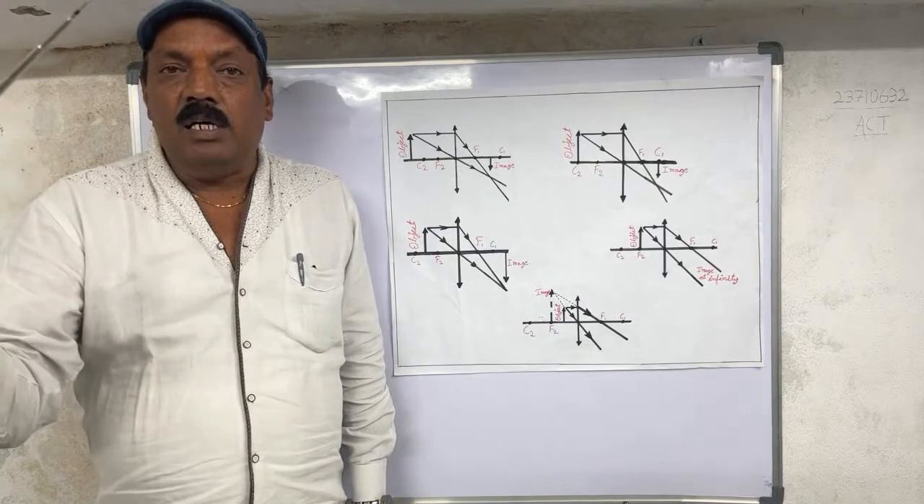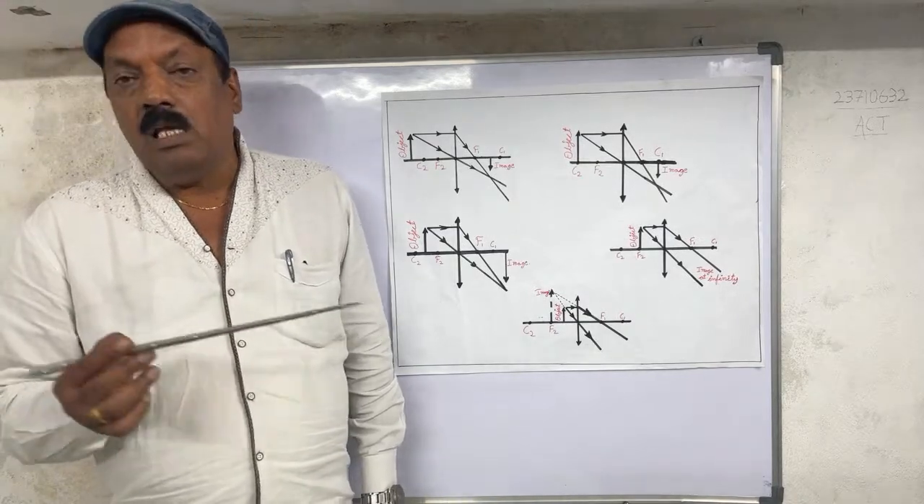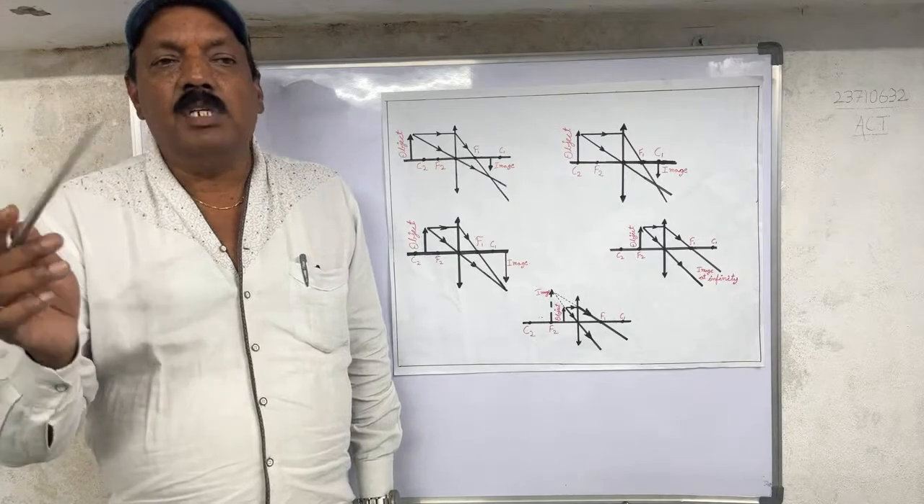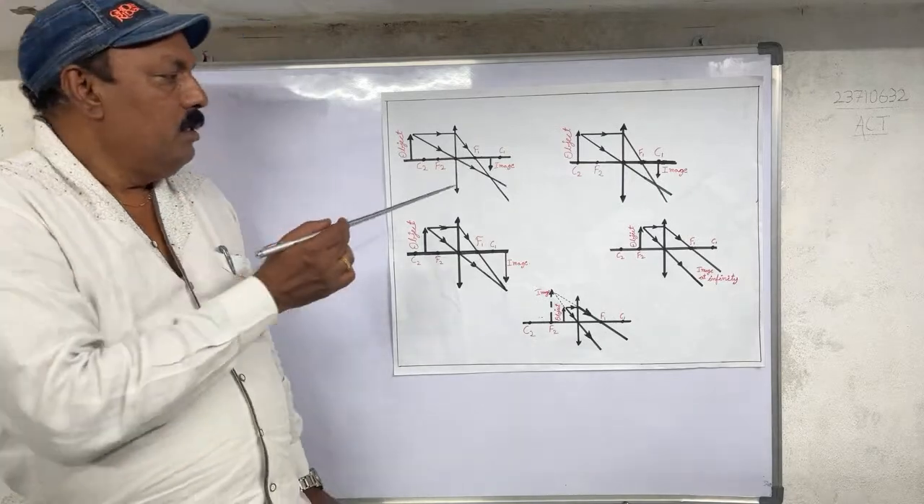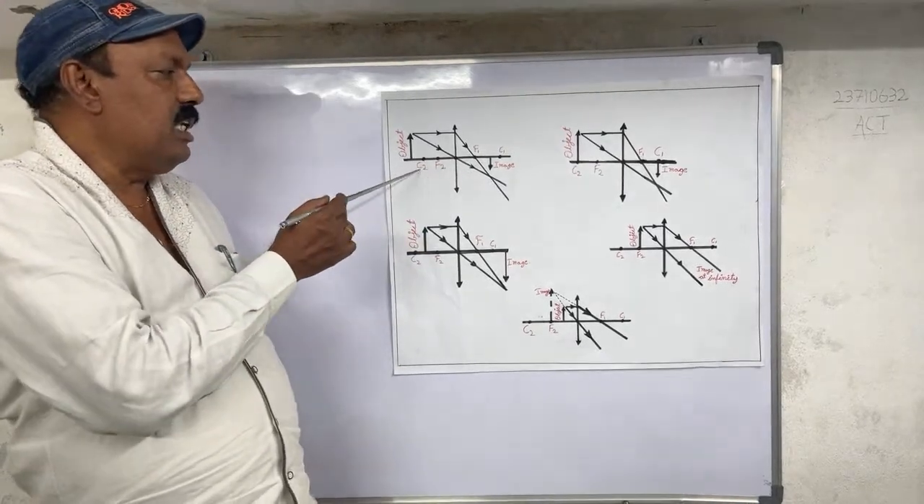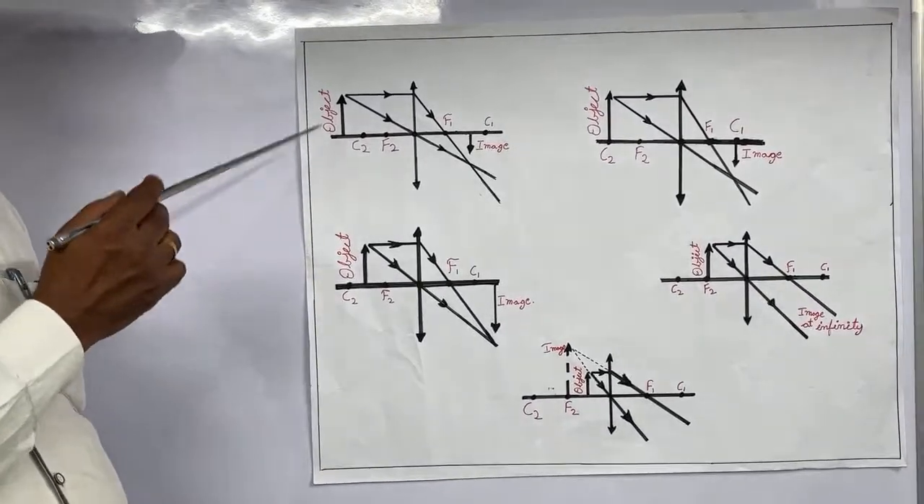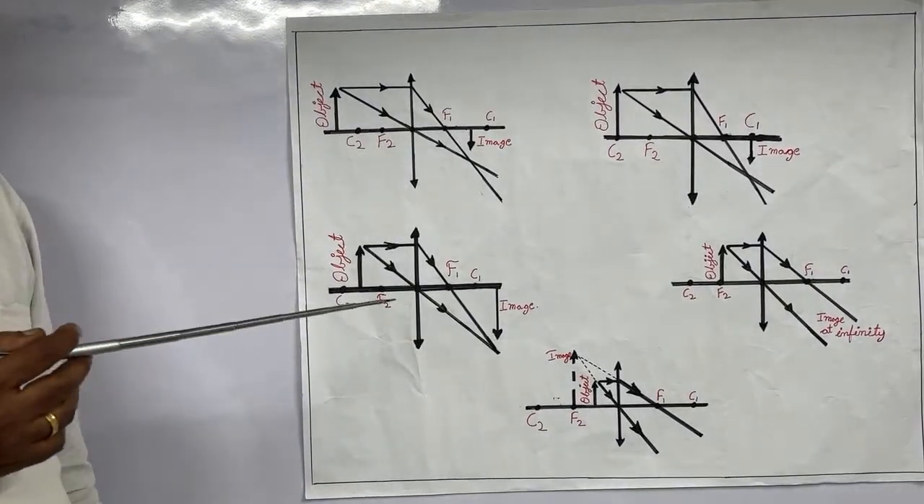Which is having a long distance is always greater in size. Which is having a shorter distance is always smaller in size. So we are getting the diminished image here. This is case number 1. Now the second position where I am going to keep the object.